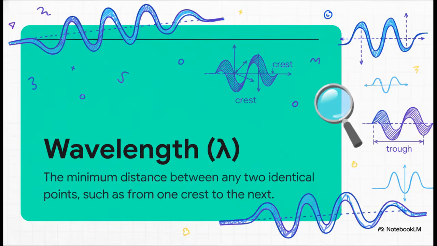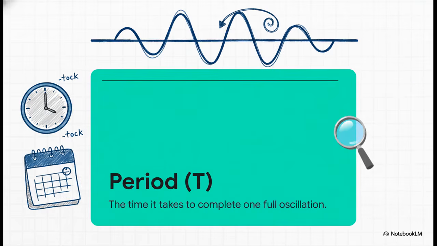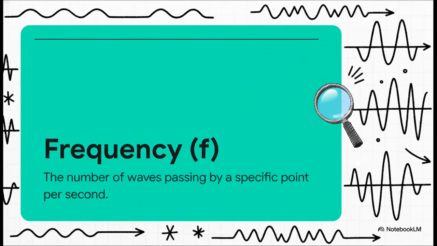Next, we've got wavelength. The name kind of gives it away, right? It's literally the length of one complete wave. The easiest way to measure it is from the peak of one wave, we call that a crest, to the peak of the next one. Okay, so if wavelength is about distance, our next term, period, is all about time. Imagine you're standing still and watching these waves go by. The period is just how much time it takes for one full wavelength to pass you. We're talking seconds here, not meters. And last but not least, we have frequency. This is basically the flip side of the period.